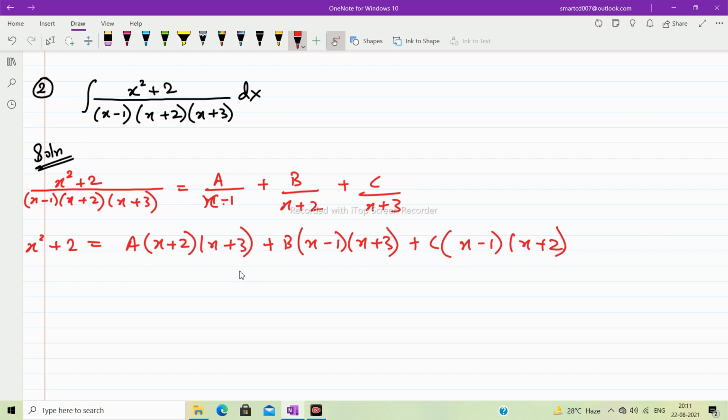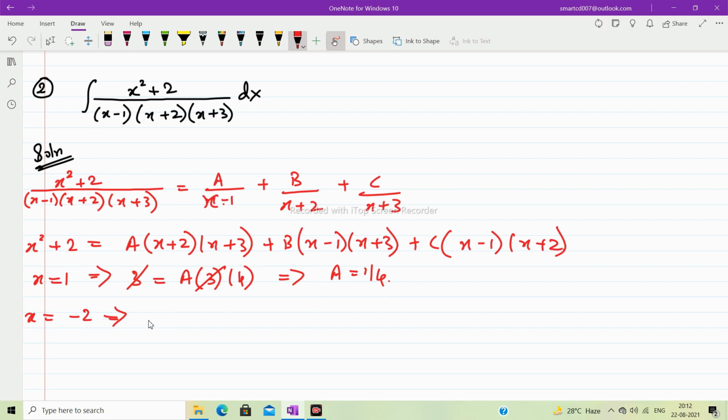So again, you'll just have to put the values of x. Let's start off with the first one. If I put x as 1, so that this and this becomes 0, I'll have 3 is equal to a into 3 into 4. So this 3 gets cancelled, and I get the value of a. A is 1 by 4, right?